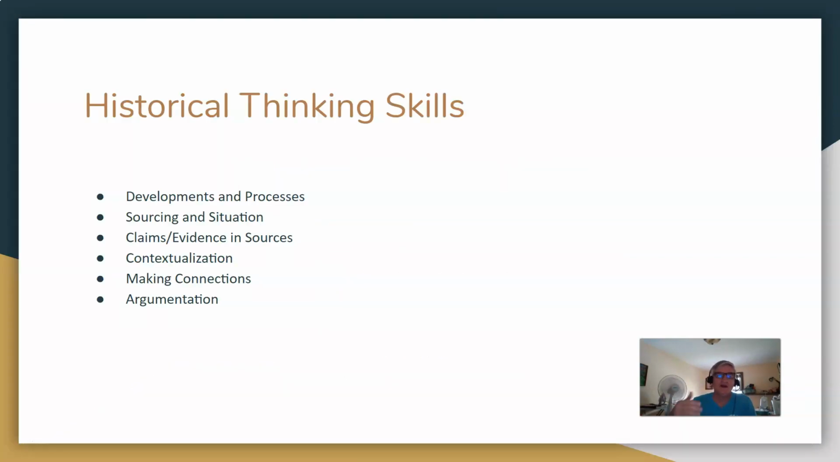Okay, so starting with the historical thinking skills, and in your course and exam description, this is in the early materials before you get into the units. These are the 6 skills that you're really going to learn and work on and develop over the course of the year, and I will get into each one individually. We're going to be looking at developments and processes, sourcing and situation, claims and evidence in sources. We're going to look at contextualization. We're going to look at making connections, and we're going to look at argumentation.